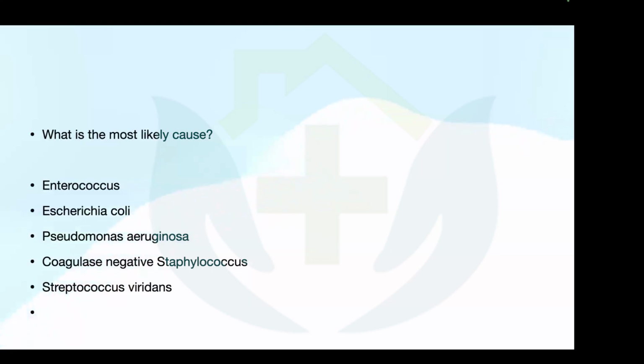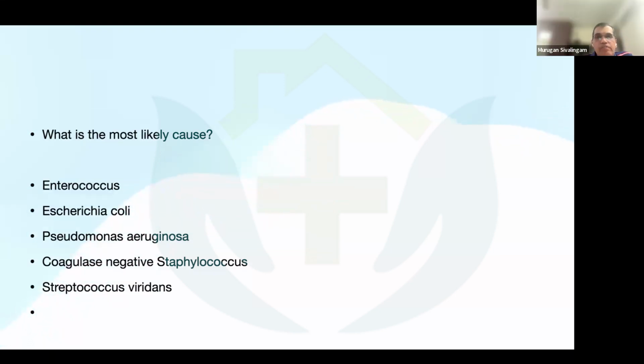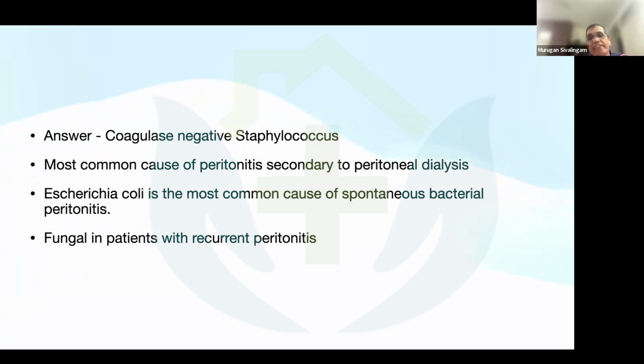Coagulase negative staph. Coagulase negative staphylococcus. Very good. Because this is the most likely organism because of the skin. I told you, the hygiene is very, very important. So if they're not careful, the organism in the skin can escape into the peritoneal dialysis fluid. So that is the most common thing you will see. So coagulase negative staph is the most common cause in PD peritonitis.